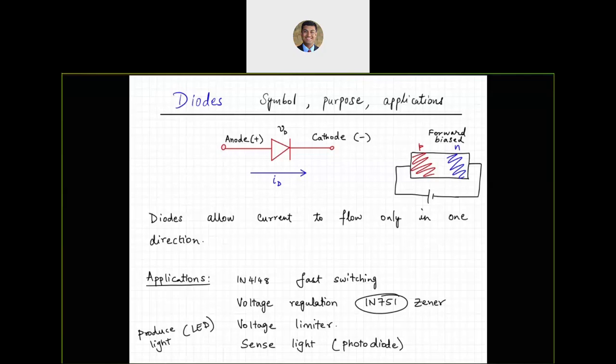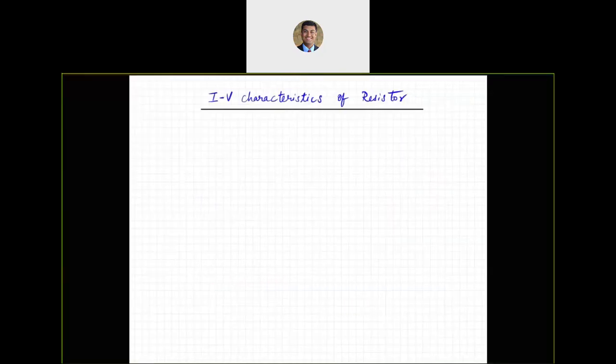Oh, I missed one more application. AC to DC. So voltage rectification. Rectification essentially means changing an AC voltage to a DC voltage. So that is also another application that we can achieve using a diode. Okay, so we talked about symbol, purpose, applications. Next, we will talk about the current voltage characteristics of the diode.